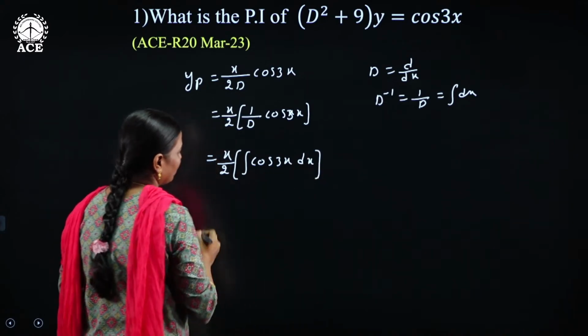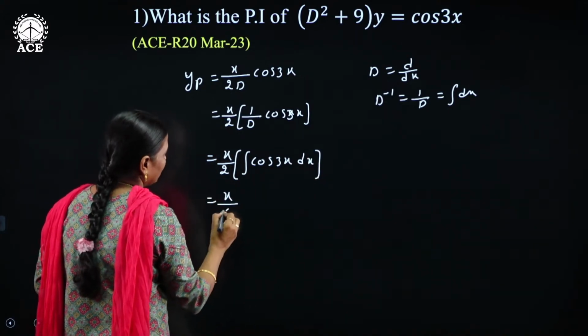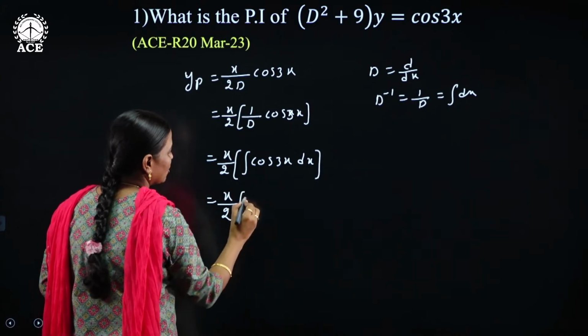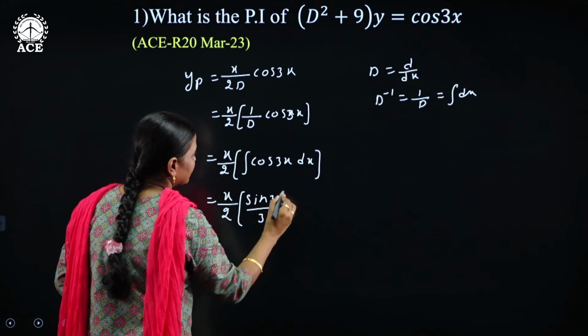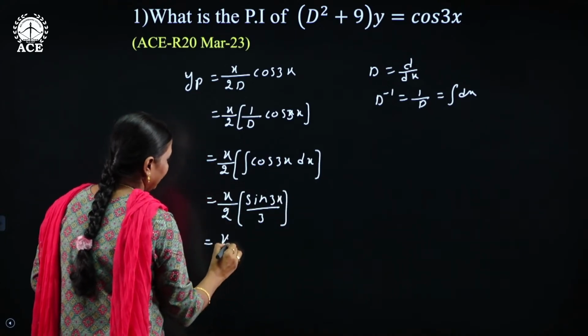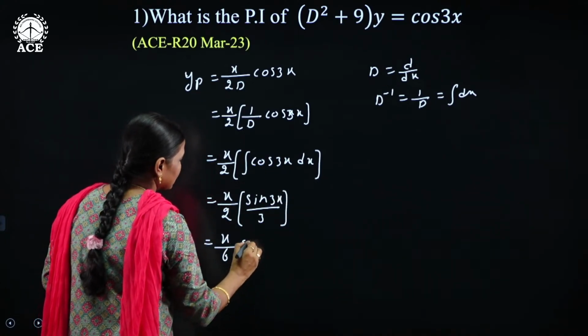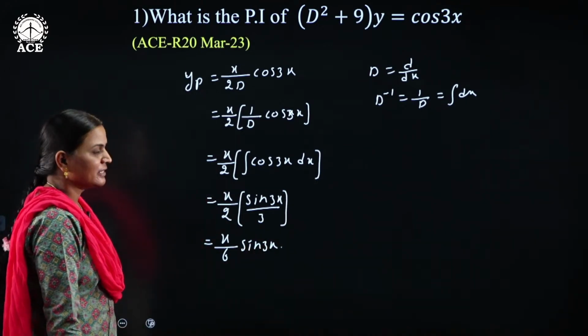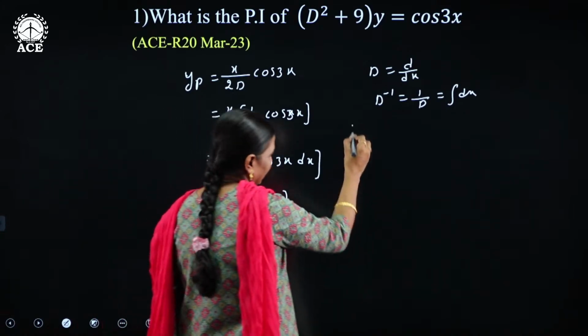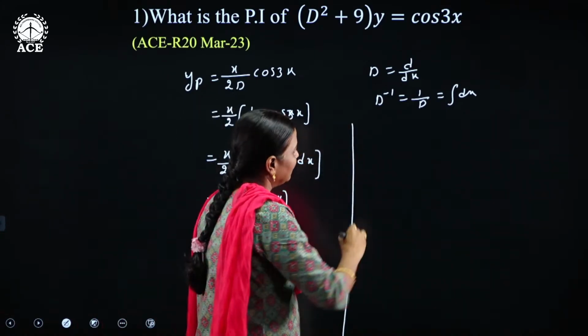What is the integration of cos 3x? That is equal to x by 2 into the integration of cos, which is sin 3x by 3. So what is the particular integral in total? x by 6 into sin 3x. We have some direct formulas here.